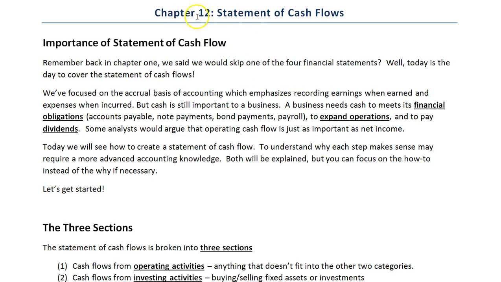We're looking at today chapter 12, statement of cash flow. Before we get started with this, I'd like to warn you that even professional CPAs grumble when they have to create a statement of cash flow. So this is going to be a challenging concept at first.